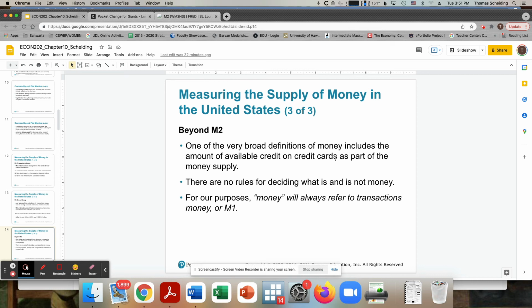Debit cards are also not money. Debit cards are a means of accessing your demand balances.